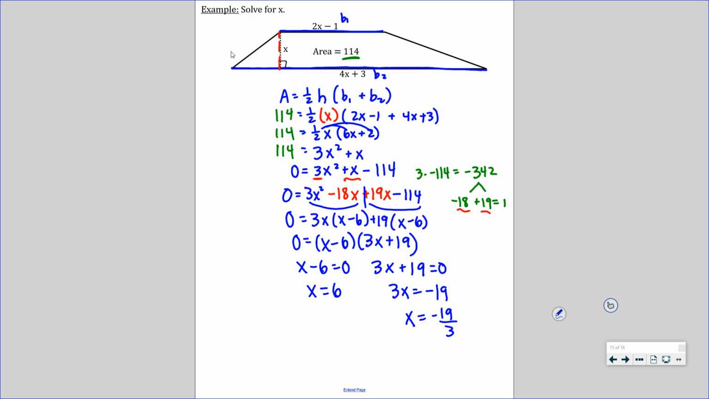Now looking at my picture, x originally represented the height. Could we have a negative height? No. So you can ignore that solution. Height can't be negative. So our one solution here would be 6. Oh, that was so cool.